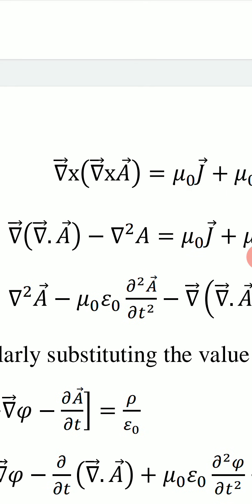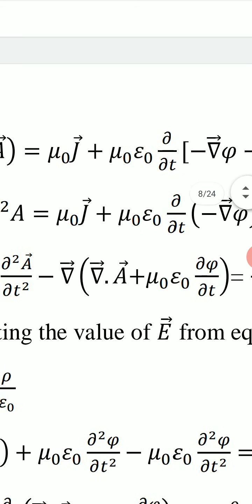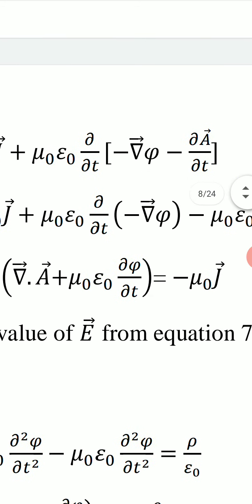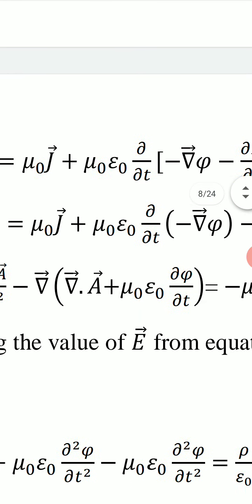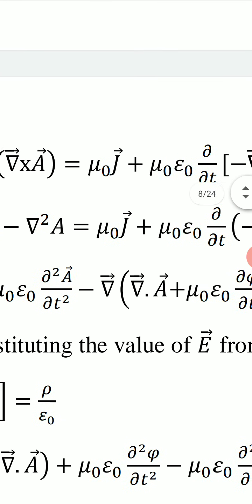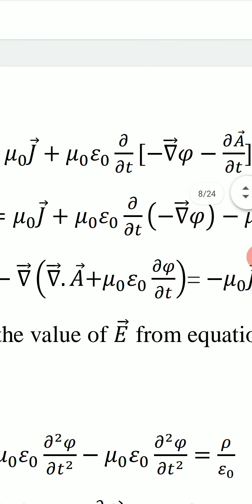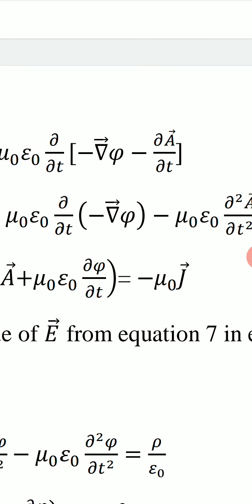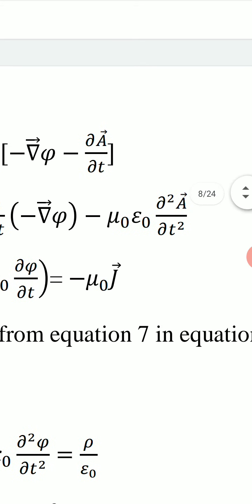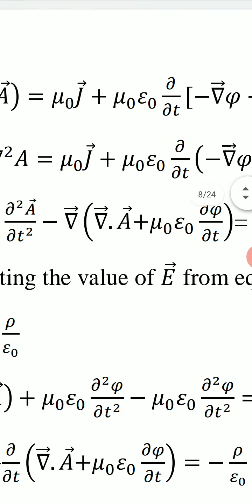Now this equation becomes del square A minus mu 0 epsilon 0 d2A upon dt square minus del of del dot A plus mu 0 epsilon 0 delta phi upon delta T. Del vector is taken common in two terms. And this becomes equal to minus mu 0 J.